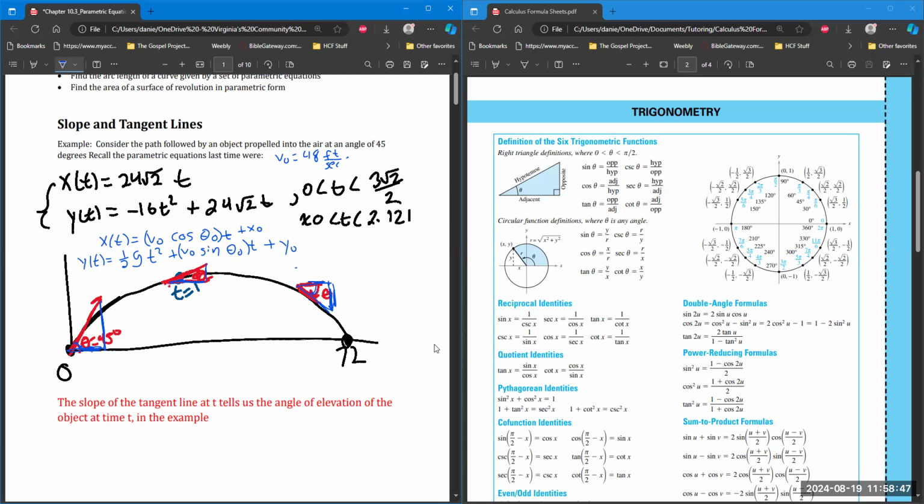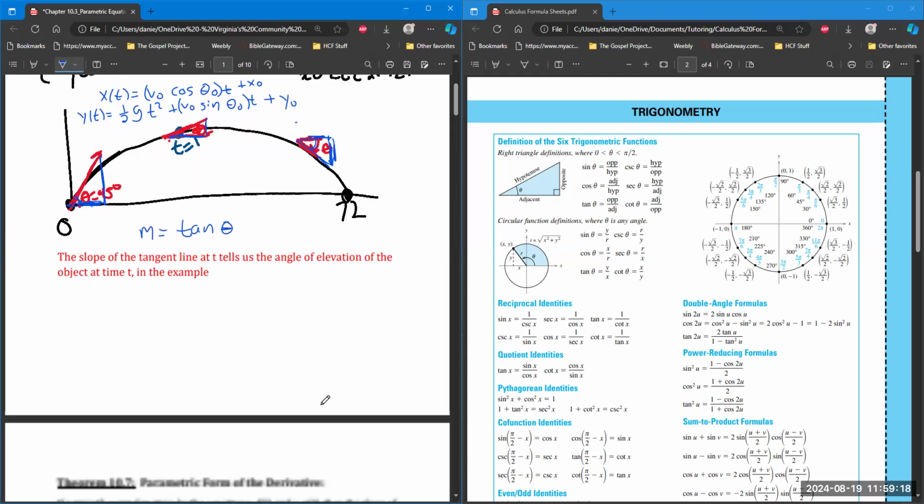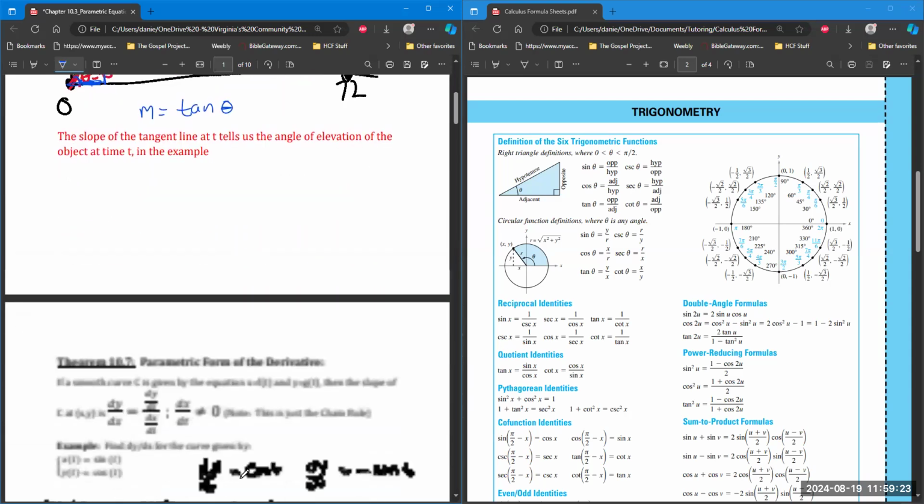We don't go counterclockwise all the way around to that angle. We go the closest way to measure the angle, even if that's going to be a negative angle. So the slope of the tangent line at t tells us about the angle of elevation of the object at time t. In this example, if I have a positive angle, I have a positive slope, because my slope is actually going to be tan theta here. A negative angle will give me a negative slope. All right, that's enough intuition and setup for this.